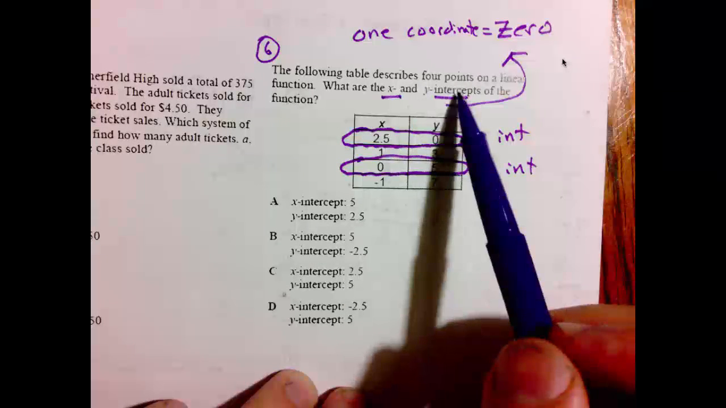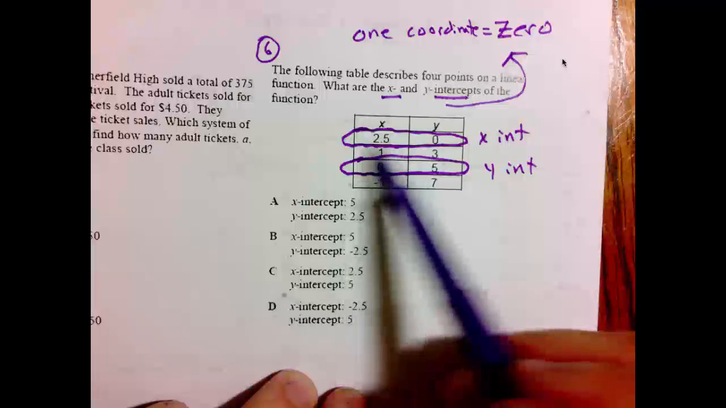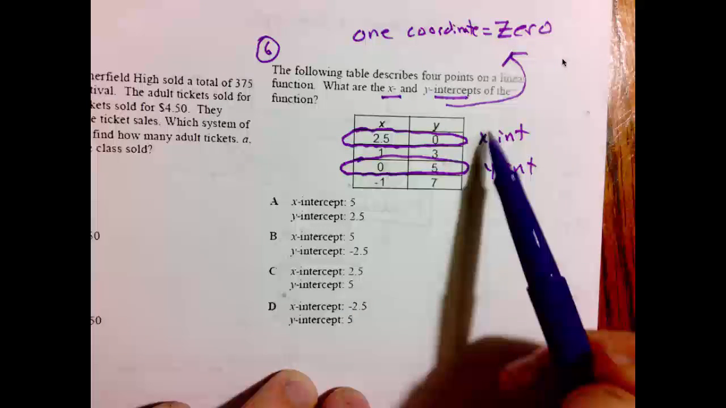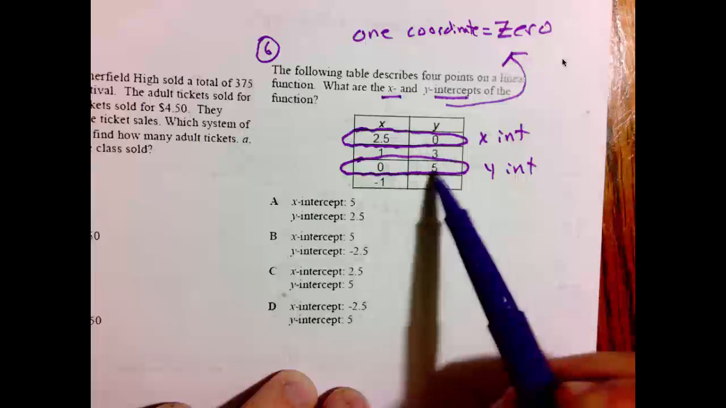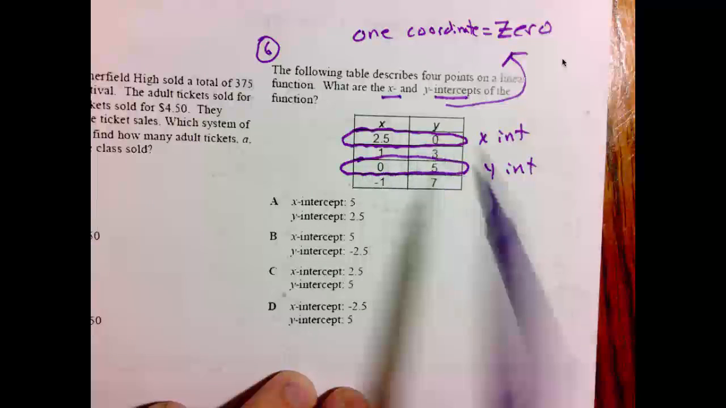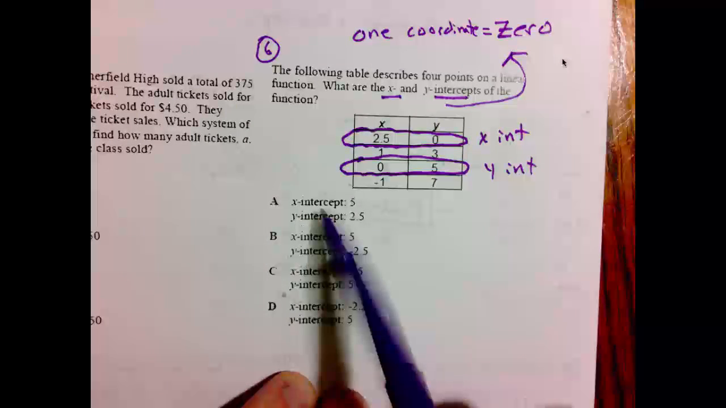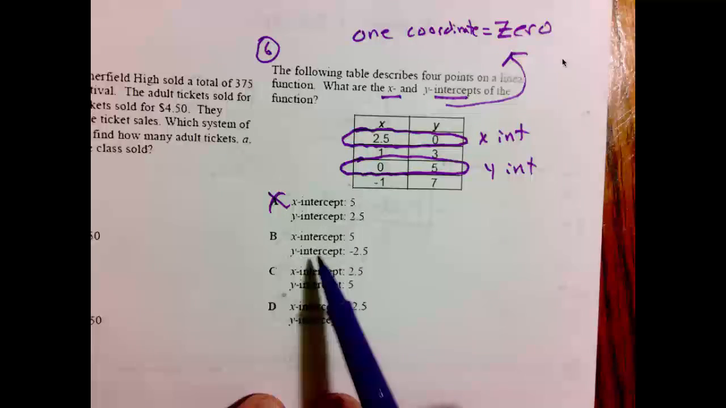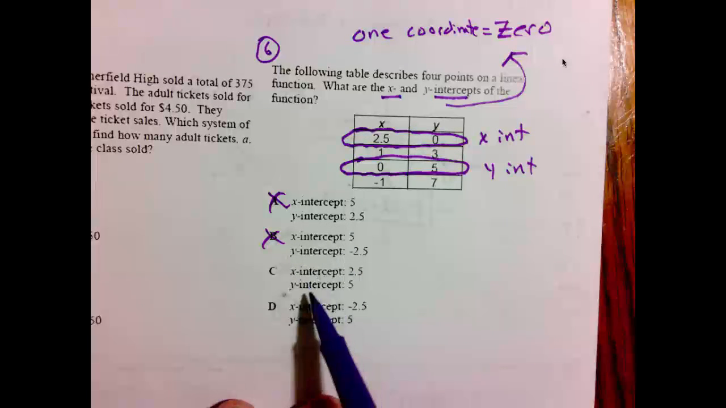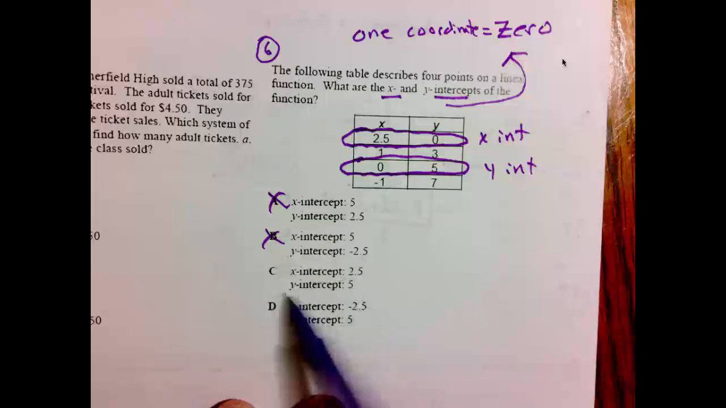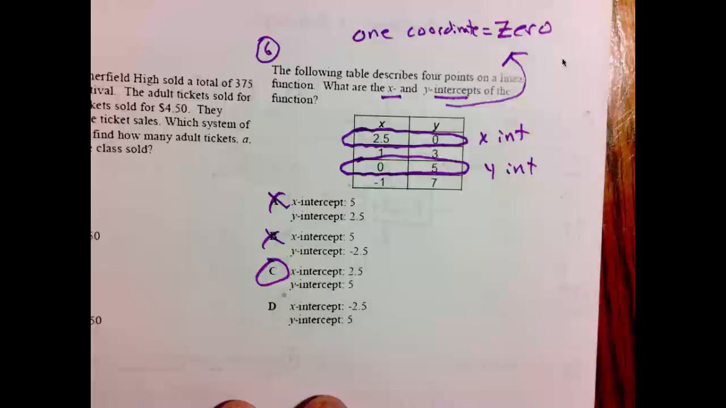Again, at an intercept, we're going to have a 0. This is an x-intercept. This is a y-intercept. I know they're intercepts because of the zeros. X-intercept is 2.5. That's incorrect. Y-intercept is 5. 6 is C.